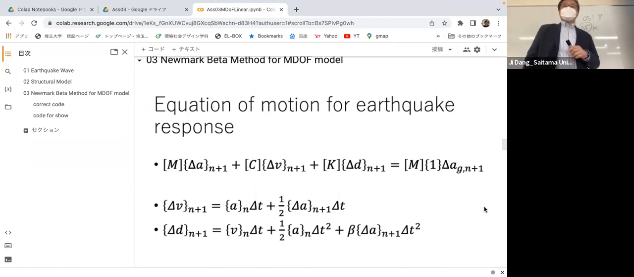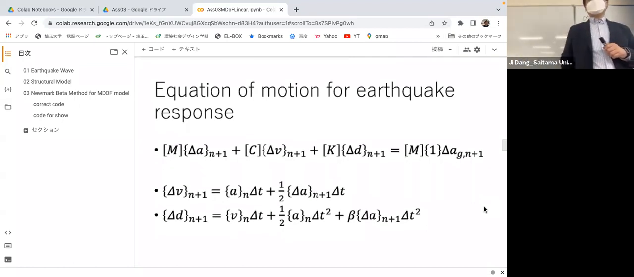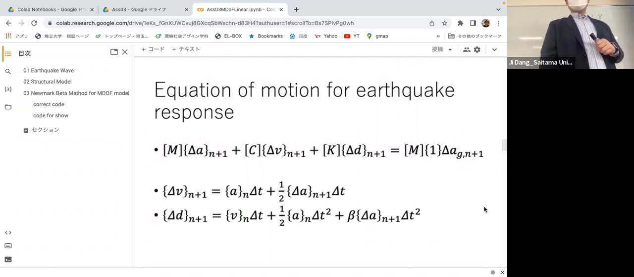So let me give a little recall of the equation of motion. You don't need to remember this; just use the mathematics lecture slides and it will be fine. But here x double dot I mark as A, x dot as V, and x as D. It's the incremental method, right? Here is the input earthquake, which is one vector. Each of them has only one vector.